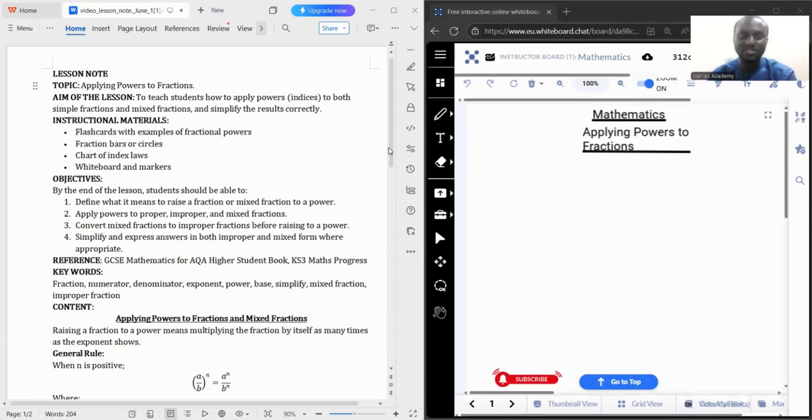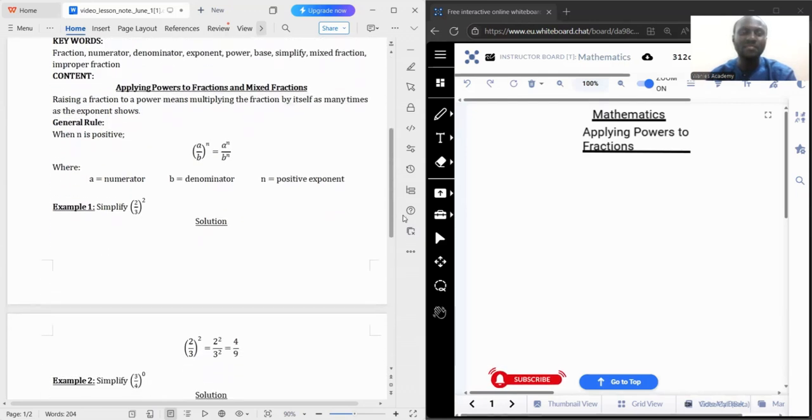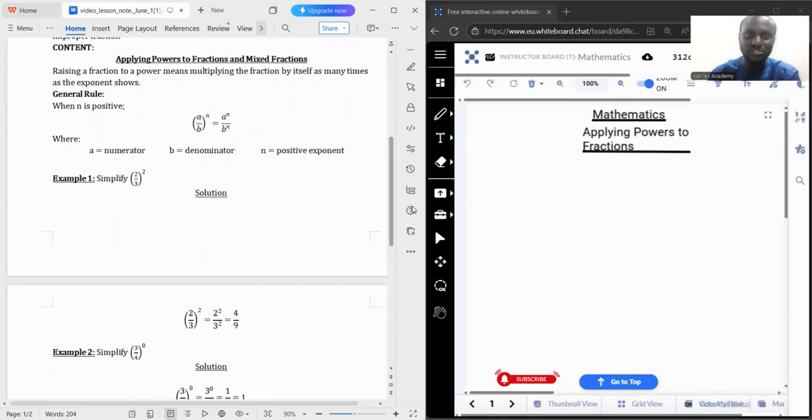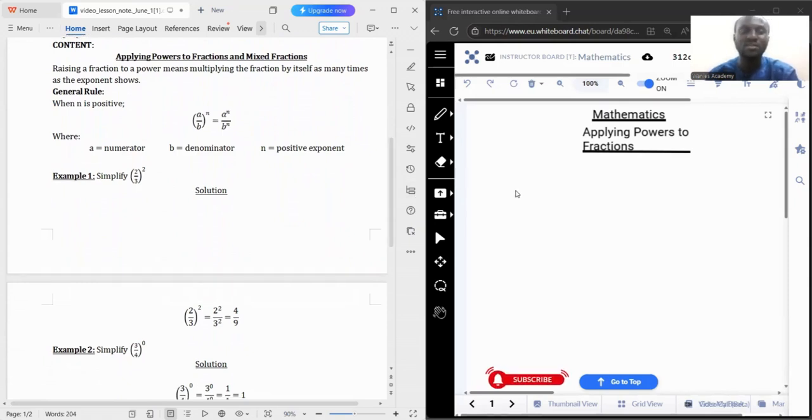Next is the content. Applying powers to fractions and mixed fractions. Raising a fraction to a power means multiplying the fraction by itself as many times as the exponent shows.